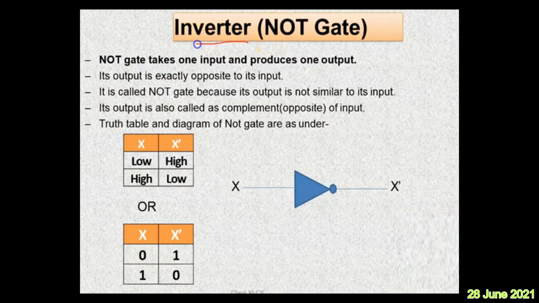The truth table and diagram for the NOT gate are here. Suppose X, the possible states of X are either low or high. When it is low, its complement is high. When it is high, its complement is low. In other words, if input is 0, output is 1. If input is 1, output is 0. The input is X and the output is X dash, the complement of X, and the NOT gate is represented with a triangle and a small circle at its tip. Understood?